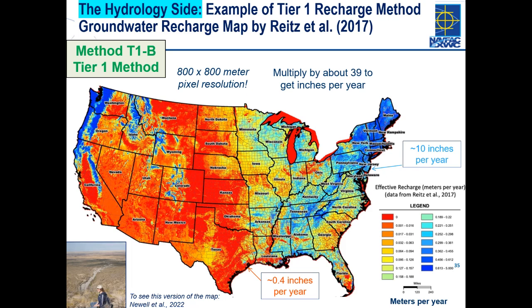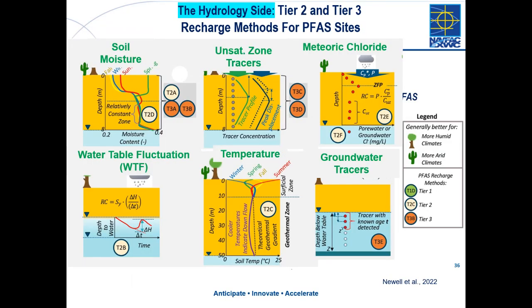So let's go to slide 36. And now here we've got these tier 2 and tier 3 methods. And in the paper, there are these little cartoons, and looking at that, there's soil moisture methods. If you can measure this vertical distribution of the soil moisture, you can get a recharge estimate. You can see on the top left, there's like a little cactus, and then there's a tree, and that depends if it's better in arid or better in humid zones.